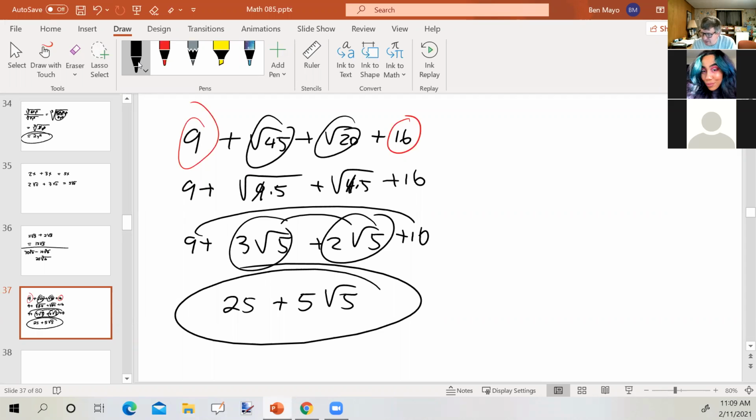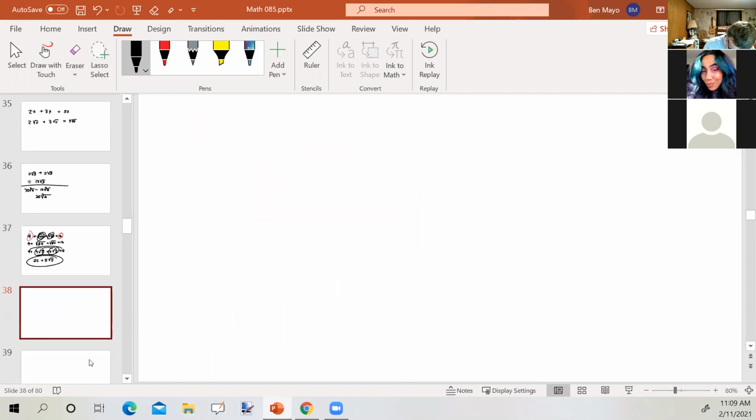So the key to this problem is simplifying each radical as much as possible first, and then identifying like radicals so that you can combine them. We all right with that? Yep. Okay, let's take a look at another one. The square root of 20 plus the square root of 125 minus the square root of 80.